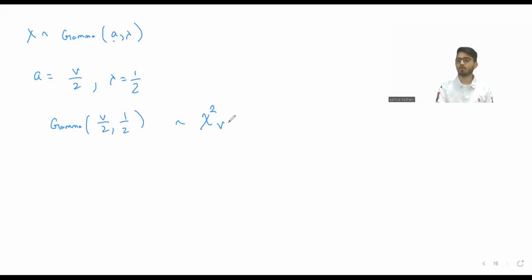Now the mean of chi-square is nothing but v. You can find it directly from here. I know the mean of gamma is alpha by lambda, v by 2 divided by half, which comes out to be v only. And the variance of gamma is alpha by lambda square, v by 2 divided by half whole square, which comes out to be 2v. So for a chi-square distribution, the mean is v and the variance is 2v. Again, these results are quoted in actuarial tables as well.